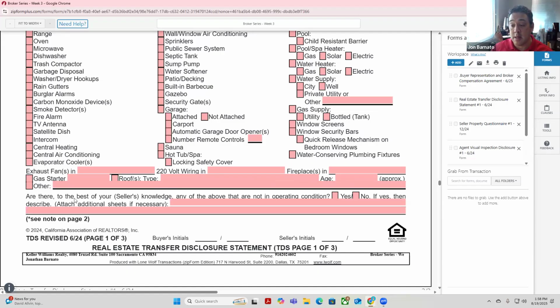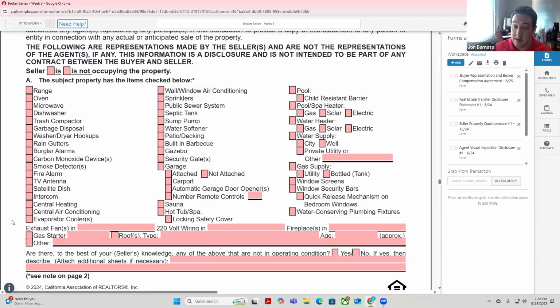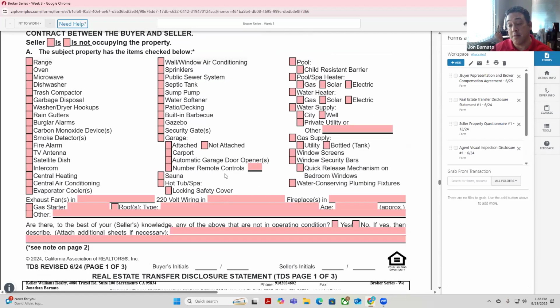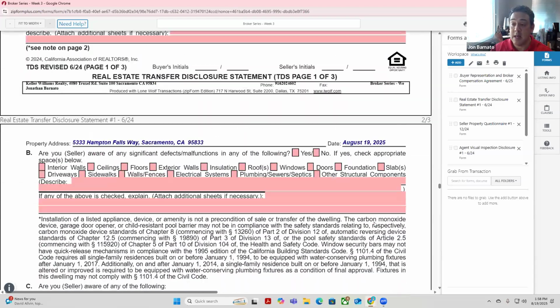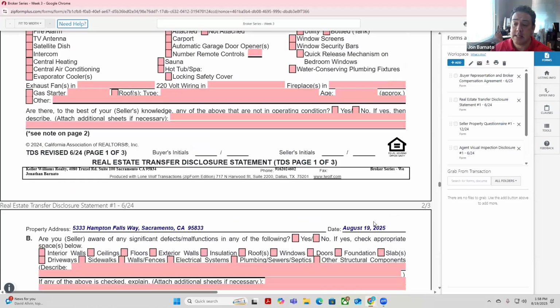And then this is the thing: to the best of your knowledge, are any of the above not in operating condition? That means everything here. The number one way sellers get sued in real estate transactions, which often involve the agent as well, is they do not disclose anything that is not operating up here. So please, when you're talking to buyers about filling these out, they need to make sure they're accurate. Any questions on the first page of the TDS?